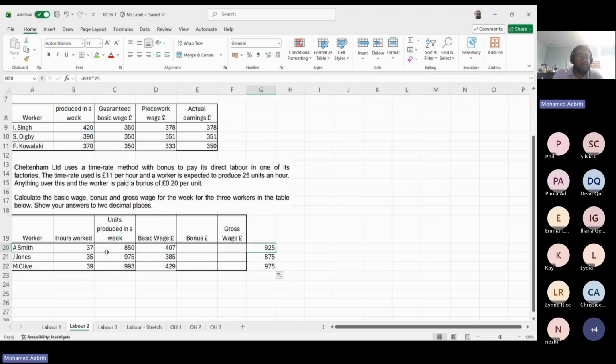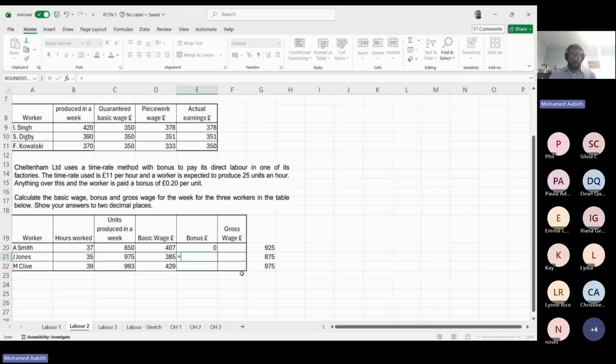If that is not met, are they qualified for a bonus here? No, there is no bonus for that person. Why? The number is not sufficient to qualify for a bonus. So let's look at the next one, J. Jones. They should have produced 875 units, but they produced 975 units. So what is that? They have gone above their required number of productions. That means they are qualified for a bonus.